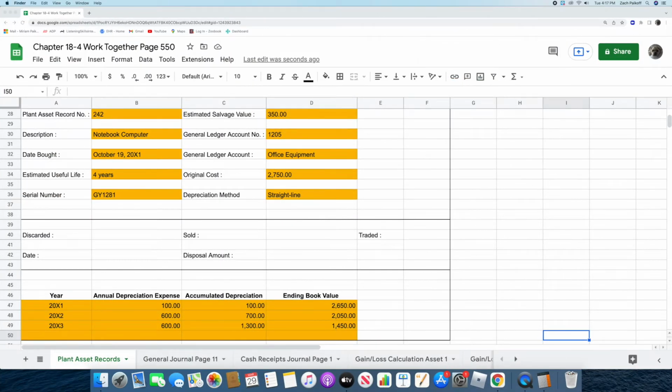Alrighty, so now we're going to be moving on to the 18-4 work together, in which we will be recording the disposal of plant assets.